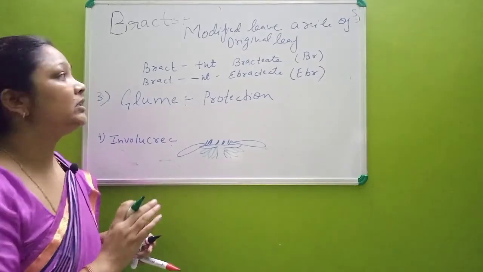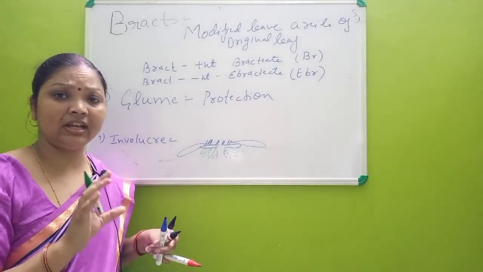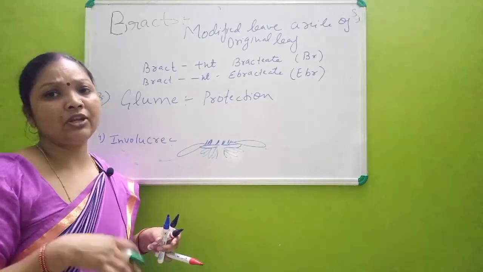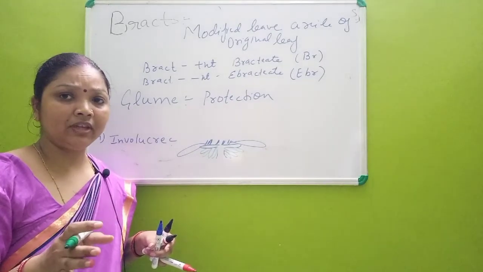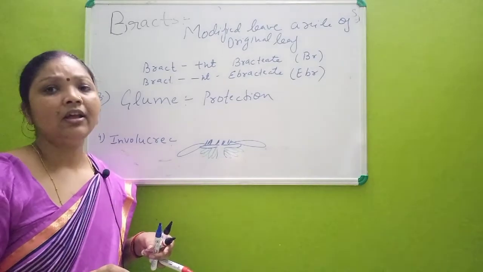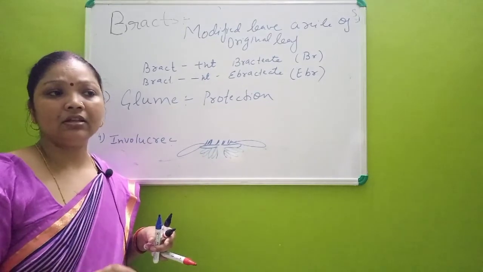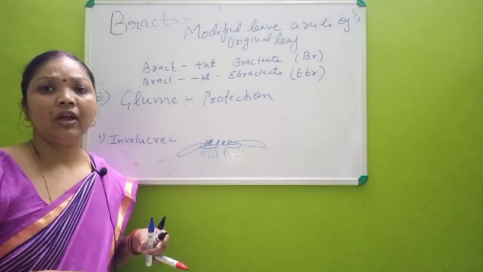So these are the bracts, and it is not necessary that every flower will have a bract. They may be present or absent. On the basis of modification, we have studied four types of bract: the petaloid bract, the second is the spathe, the third is the glume, and the fourth is the involucre.